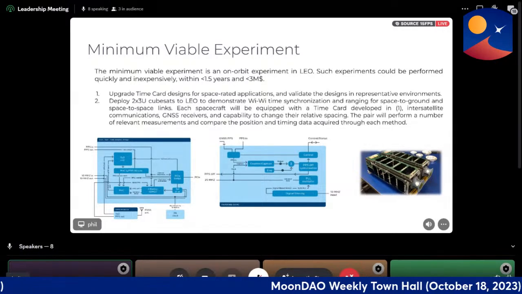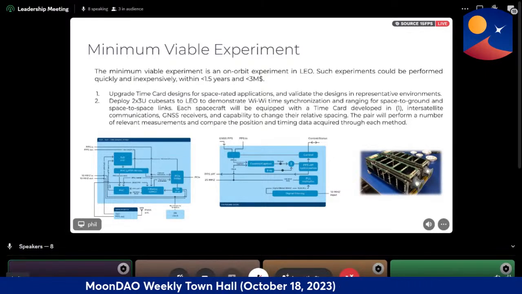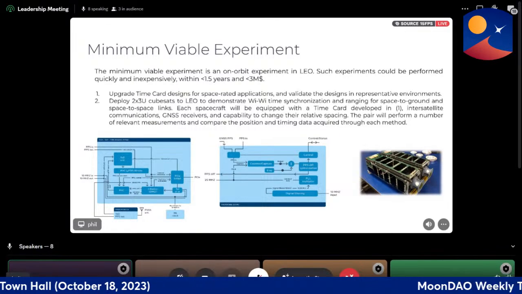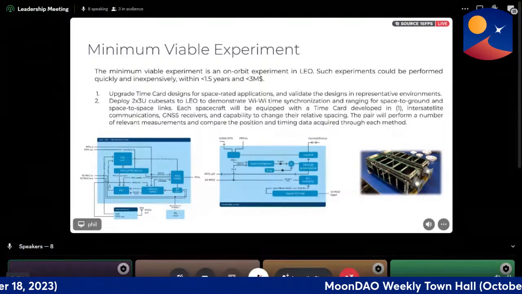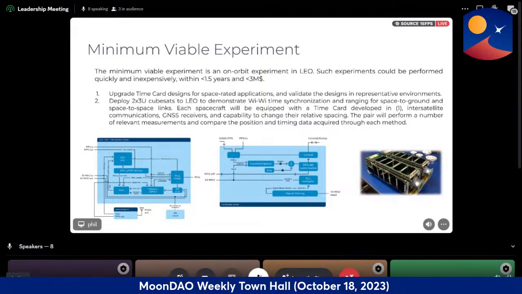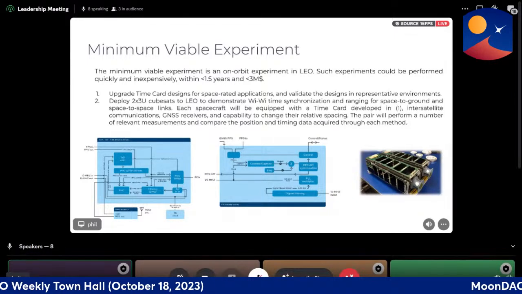With the satellites in orbit, you could see what the performance is like to synchronize to ground stations. And with more than one CubeSat, not only do you get the satellite to satellite interactions, but you also have two opportunities to see how the time card works in space.